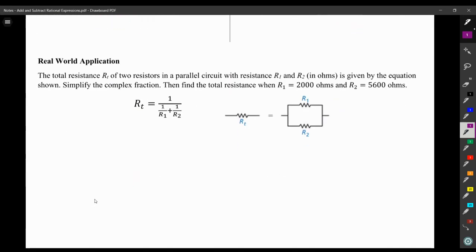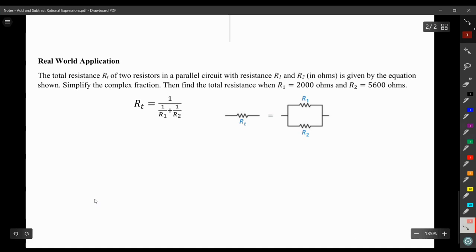Let's look at a real-world application. So it says the total resistance RT of two resistors in a parallel circuit with resistance R1 and R2 in ohms is given by the equation shown. Simplify the complex fraction, then find the total resistance when R1 equals 2000 ohms and R2 equals 5600 ohms. So this is an equation that is mainly used with circuitry and electronics and electricity and all those things. Ohms is the unit for what we call resistors. So we need to find the total resistance of this given circuit.